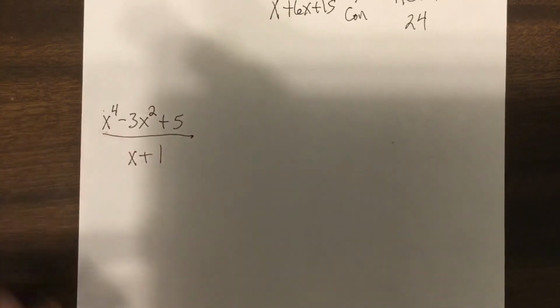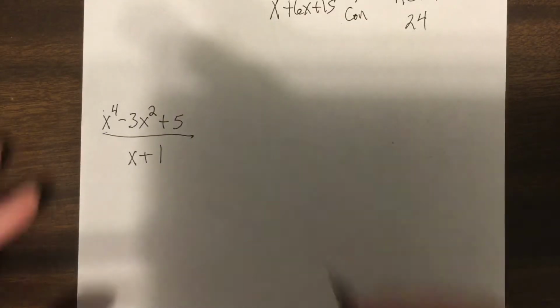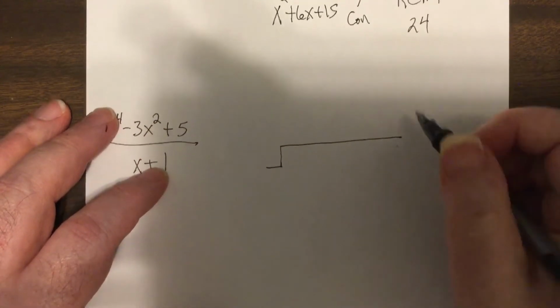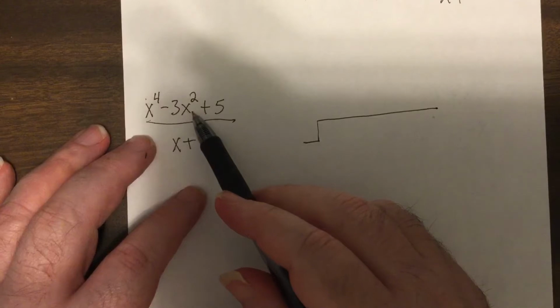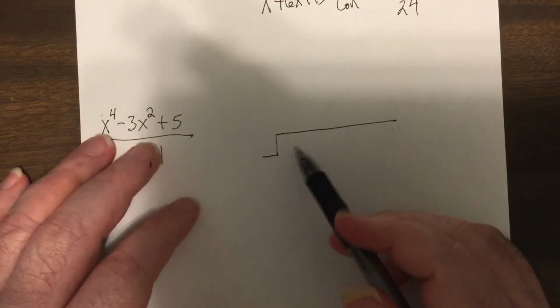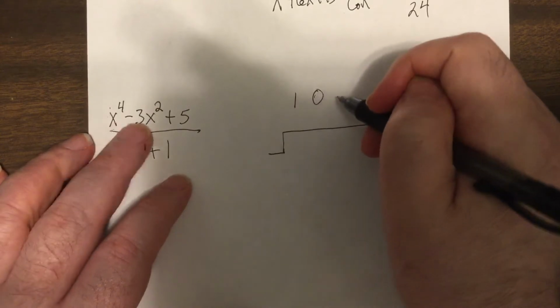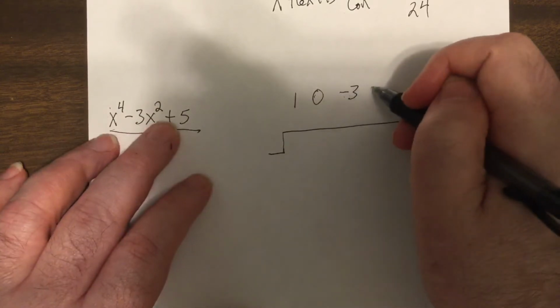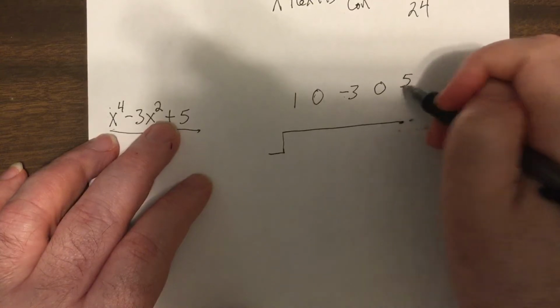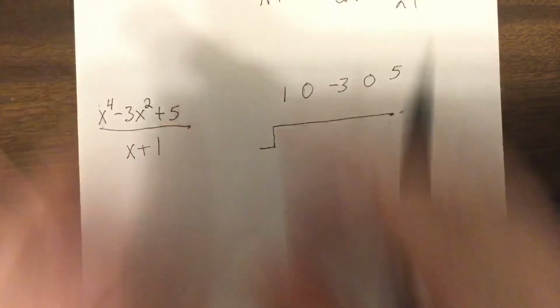So let's try it again with this bottom problem that we already did with long division. Now here's the mistake you're going to make. With these problems before, it was optional to put a 0 in for the missing term. With synthetic division, you have to put the 0 in. So it's 1. Oh, x cubed is missing, so 0. Negative 3. Oh, the x term is missing, so 0. Then 5. Now, what's the process? Bring down, multiply, add. Bam!